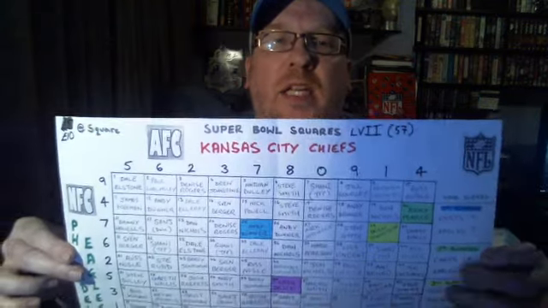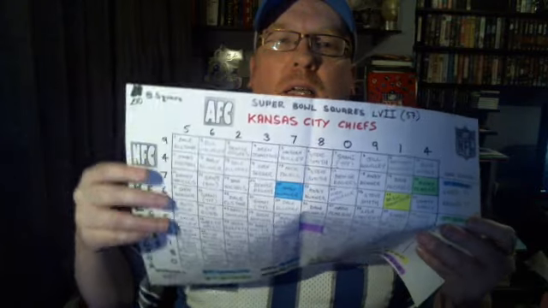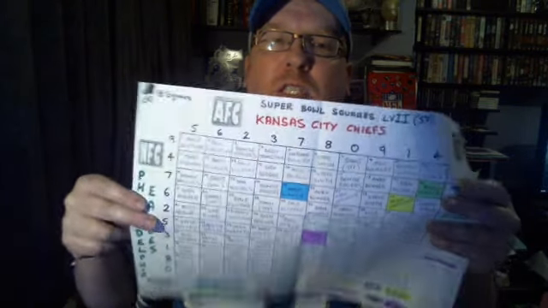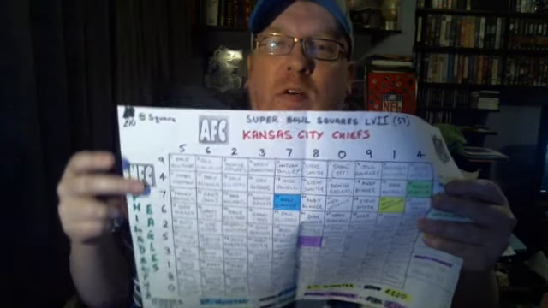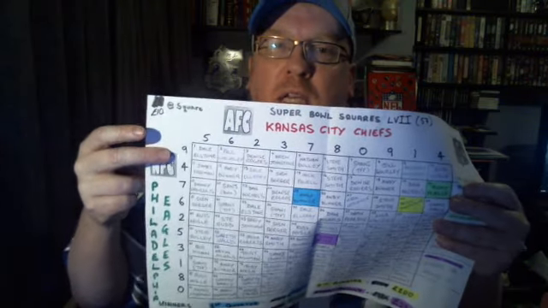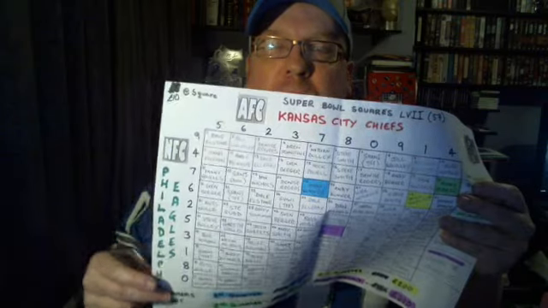As you can see, Kansas City is the AFC team at the top, and last year Philadelphia Eagles were in the Super Bowl, so they were the NFC team down the side. And you can see how the columns are randomly numbered.